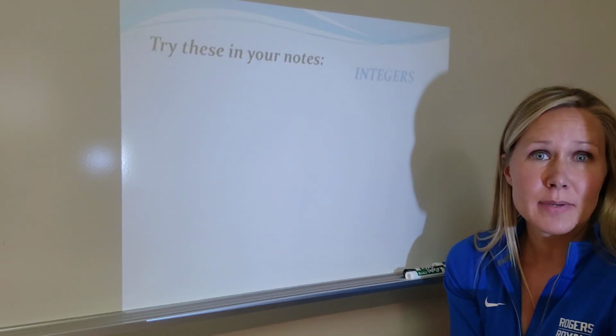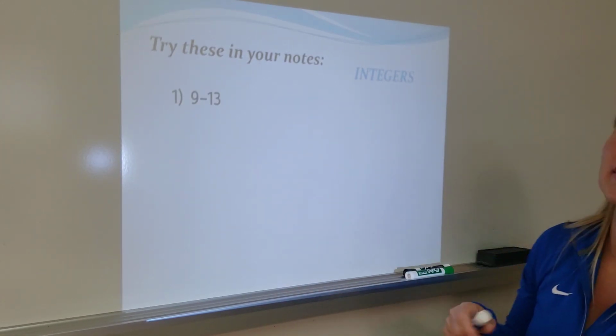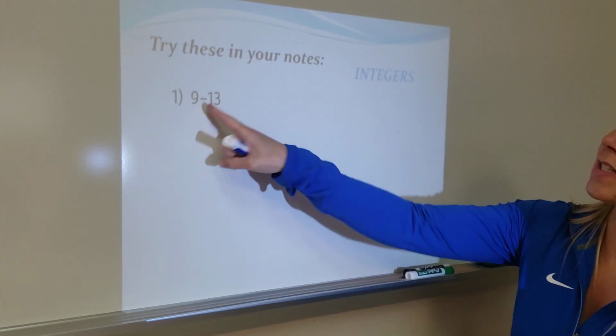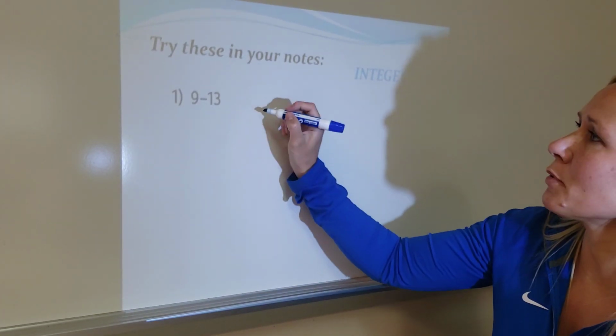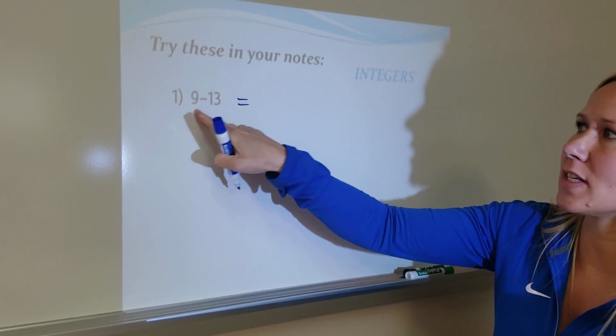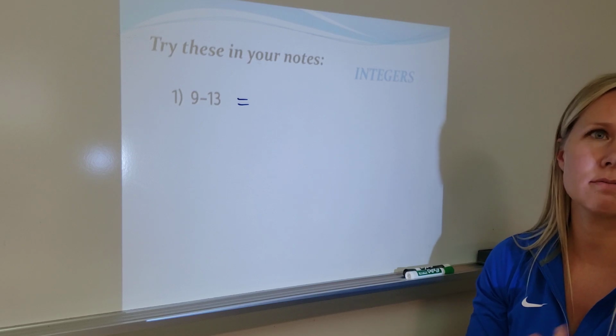All right, now we're going to try some examples in our notes. These examples that we're going to work with are going to be integer examples. So for instance, 9 minus 13. I like to think of temperature. If we have 9 degrees and it drops 13 degrees, how cold is it going to be? Well, that would be -4.